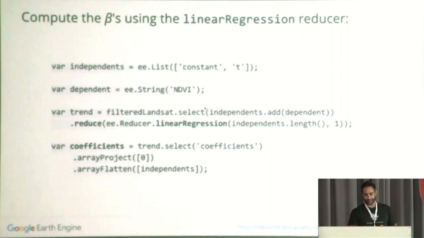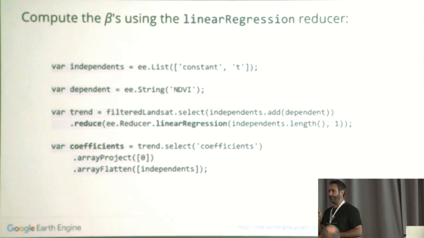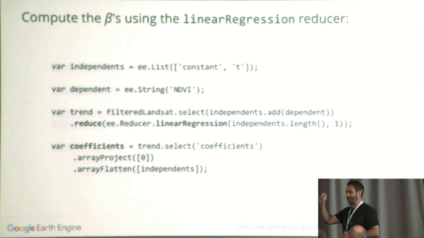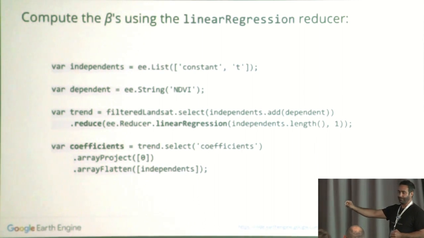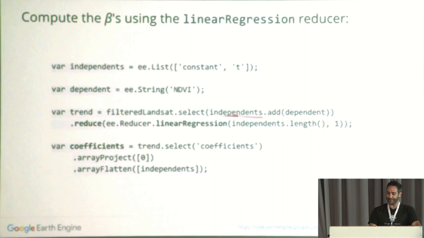It's worth noting that the linear regression reducer expects the bands in the image to be in a specific order. Specifically, it expects the bands to be in order of independent variables followed by dependent variable. And so that's why we enforce that order here by doing a select.